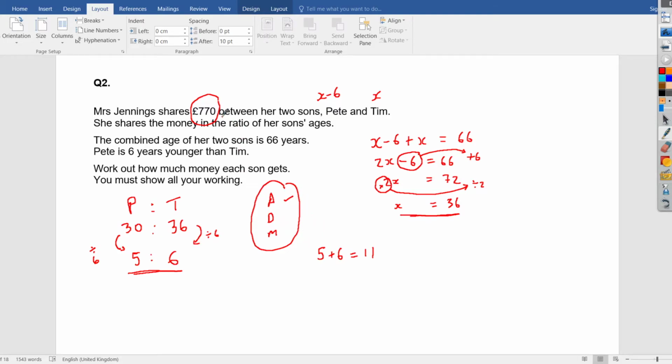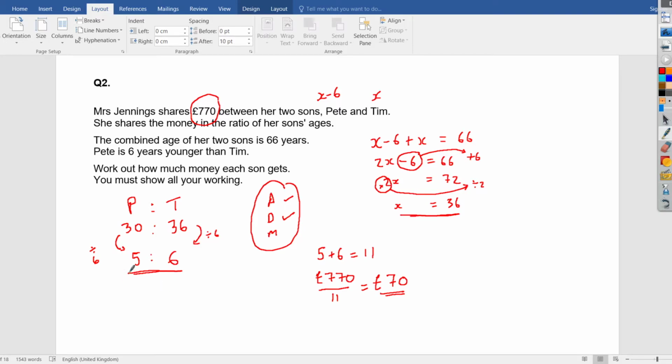Then we divide the money, which is 770, by the total parts. So the second part is getting the money, £770 shared by 11. Now 77 into 11 is 7, with the 0 at the end. So each part is worth £70. So we've done that. The last part is to multiply how many parts each person has by what each part is worth. Each part is worth £70.